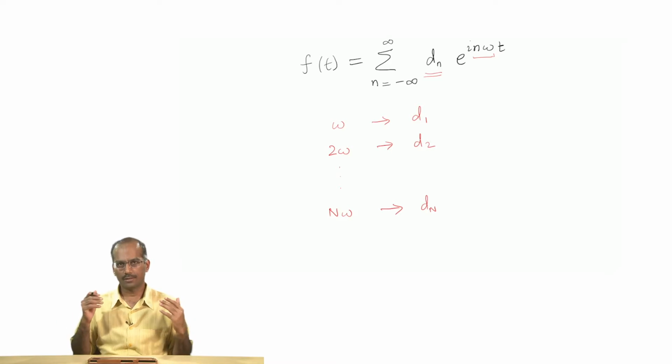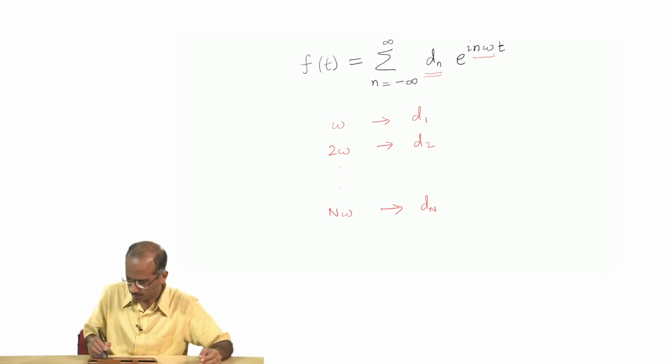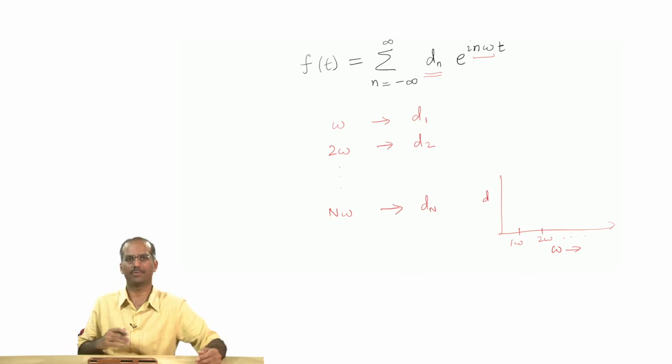This is an equally valid way of stating the same function f of t. It is just that now we have transformed it into what would be called the Fourier space or frequency space, because as you can see the x axis would now be made up of frequencies. So it would have let us say 1 omega, 2 omega and so on, and here of course, there will be the values of d that is plotted.